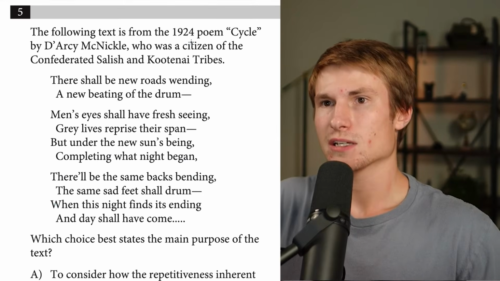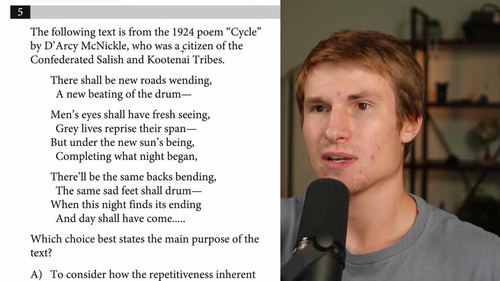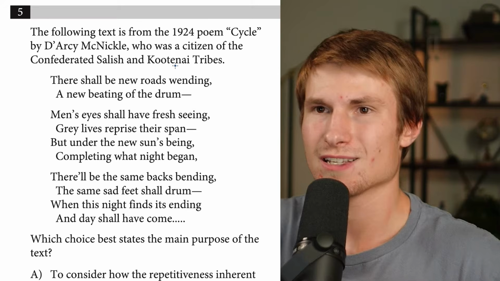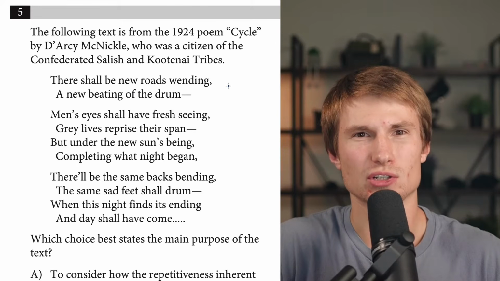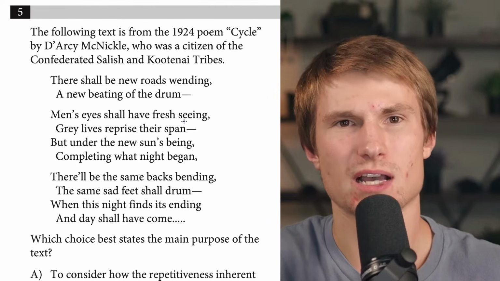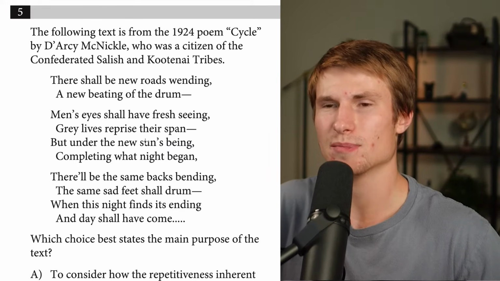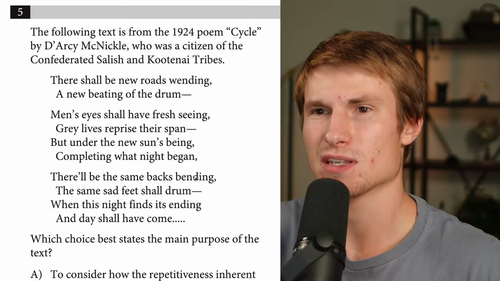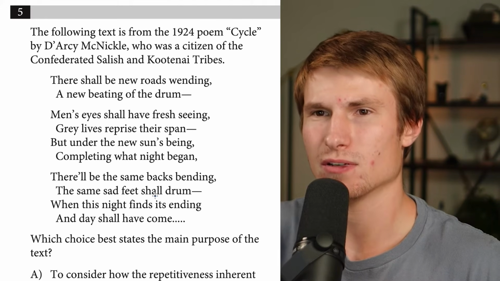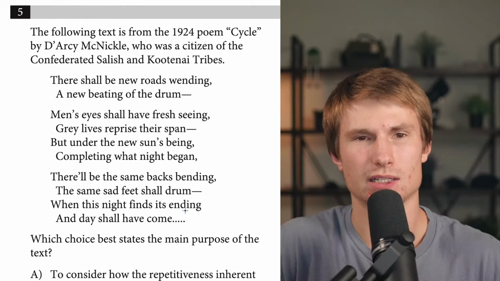Question 5. The following text is from the 1924 poem Cycle by Darnay McNichol, who was a citizen of the Confederated Salish and Kootenai tribes. There shall be new roads wending, a new beating of the drum. Men's eyes shall have fresh seeing. Gray lives reprise their span, but under the new sun's being, completing what night began, there'll be the same backs bending, the same sad feet shall drum when this night finds its ending and day shall have come.